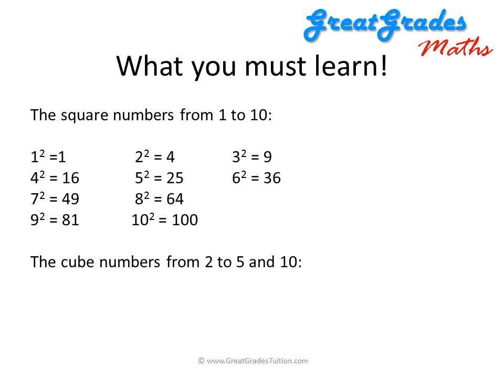You're also expected to know what all of the cube numbers are from 2 to 5 and also 10. Notice that you're expected to know fewer cube numbers, and this is because they're harder to work out. But you must know these: 2 cubed is 8, 3 cubed is 27, 4 cubed is 64, 5 cubed is 125, and 10 cubed is equal to 1000.